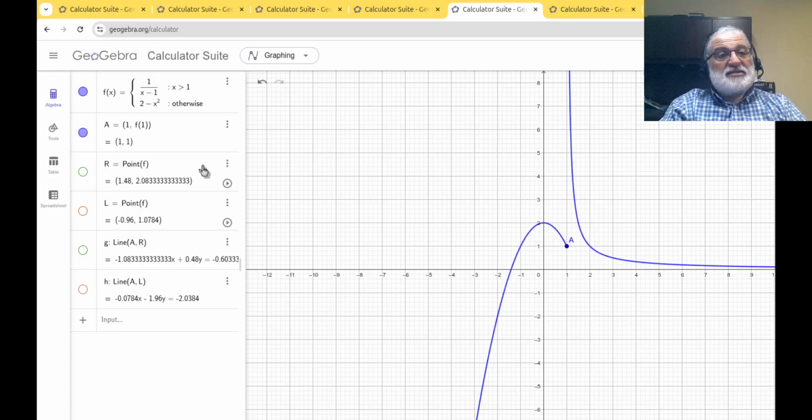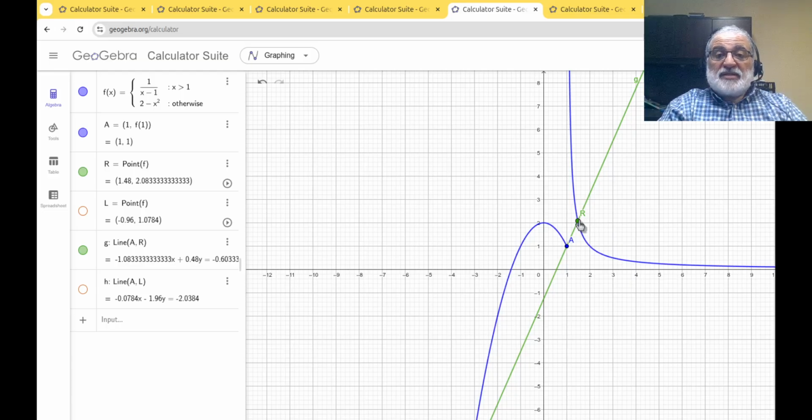So let's do what we did before. The function is defined at x equals 1. It is the point A over there. We have a point on the function to the right of A, which is point R. We connect this point to point A with a line. That is supposed to be the secant line.